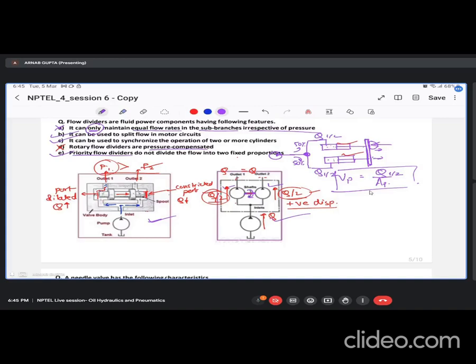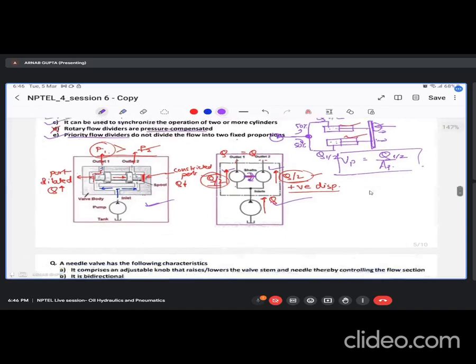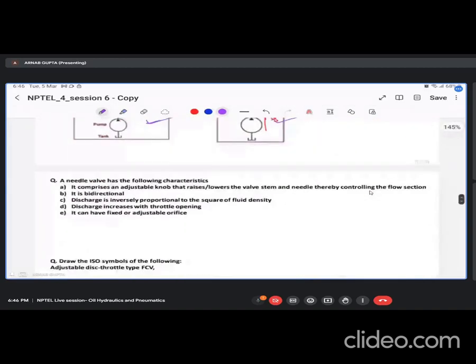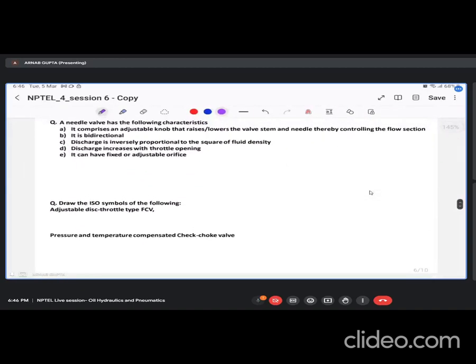It means that the restriction, or the cross sectional area through which the flow is taking place through the orifice, will be modulated, or adjusted, so that the flow remains constant. Okay, so yeah, we have it here. So let me discuss this question first.